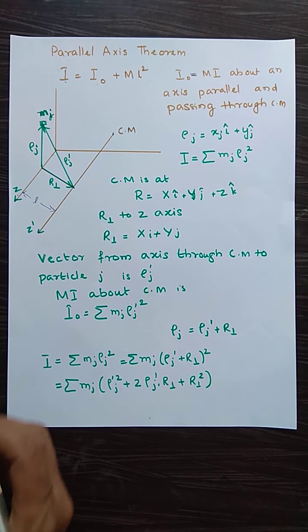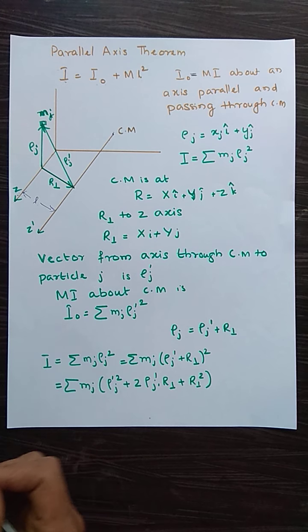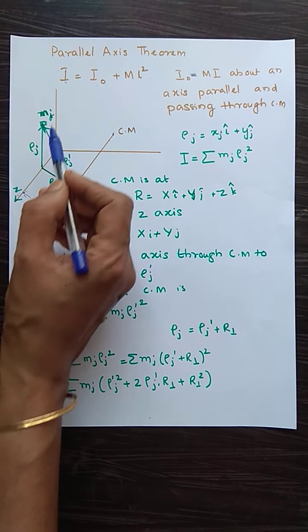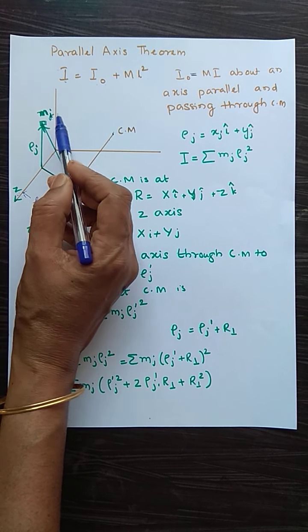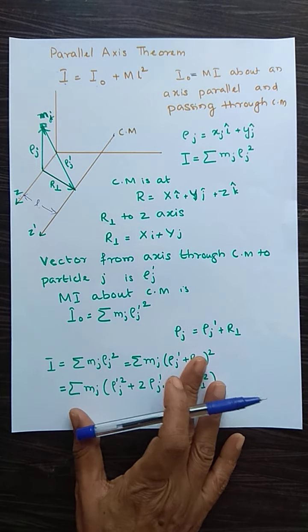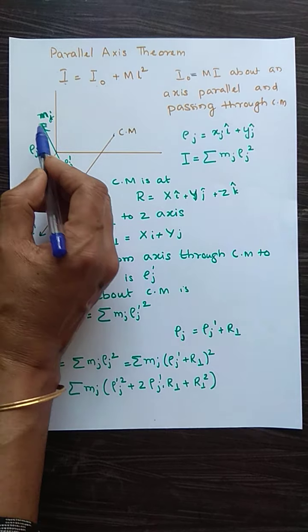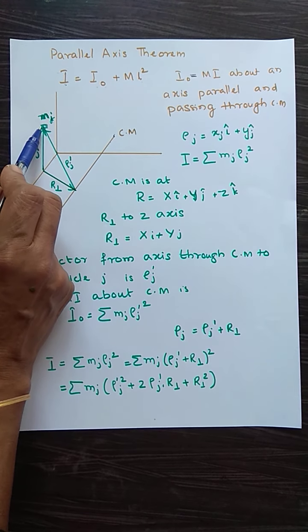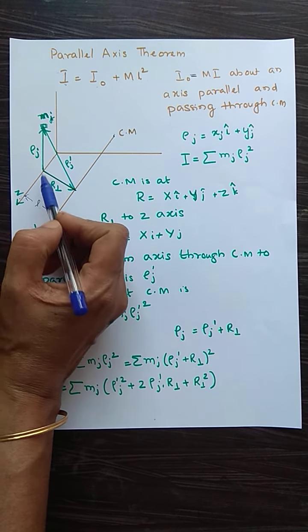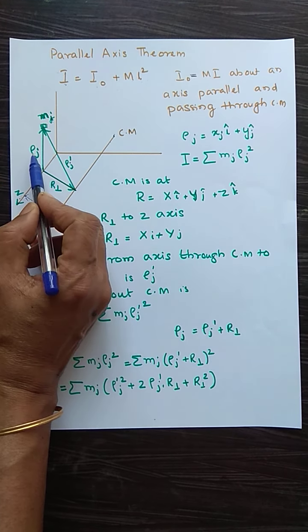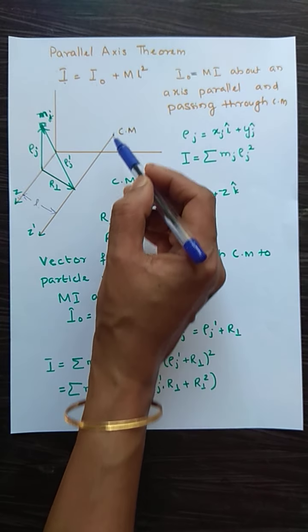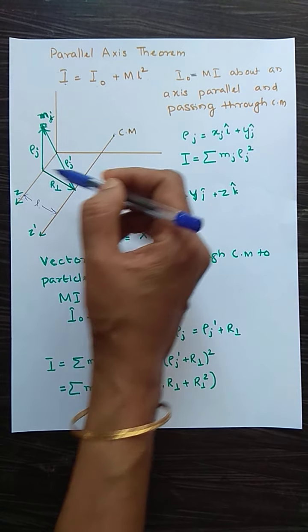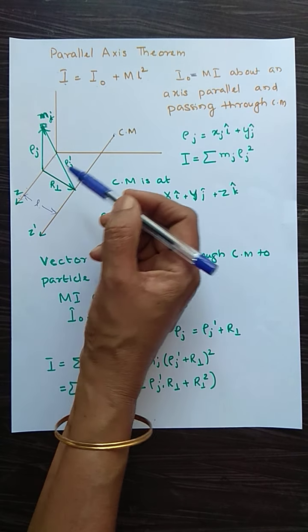The object we have considered into small particles. One such particle, jth particle of mass small m, we are considering. Total mass of the object is capital M. So one small particle, jth particle we have considered here. It is at a distance rho j from the z axis, which is the axis about which we are finding out the moment of inertia. Now this is the axis through the center of mass and parallel to z.